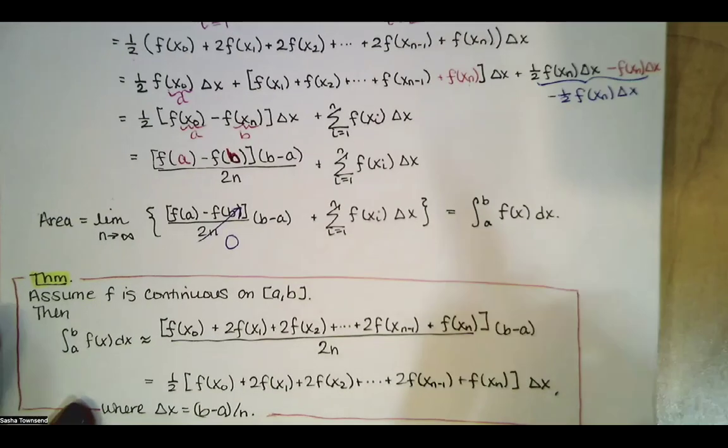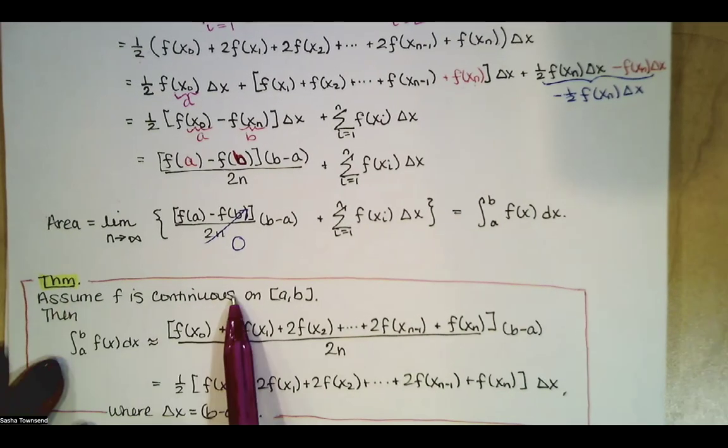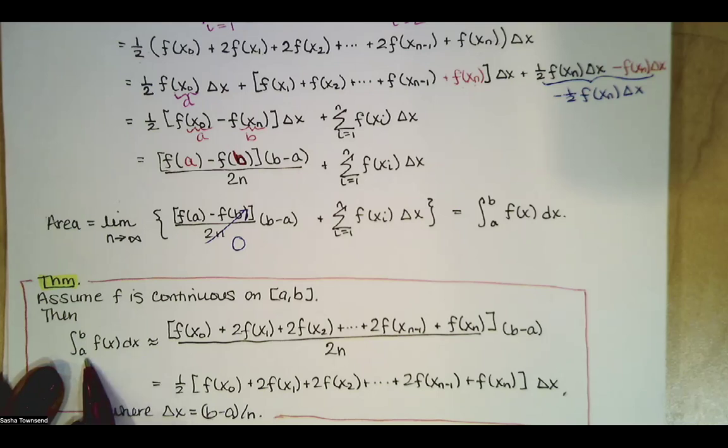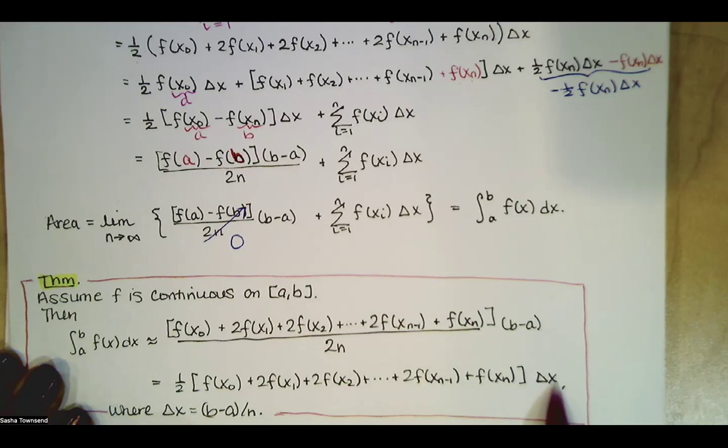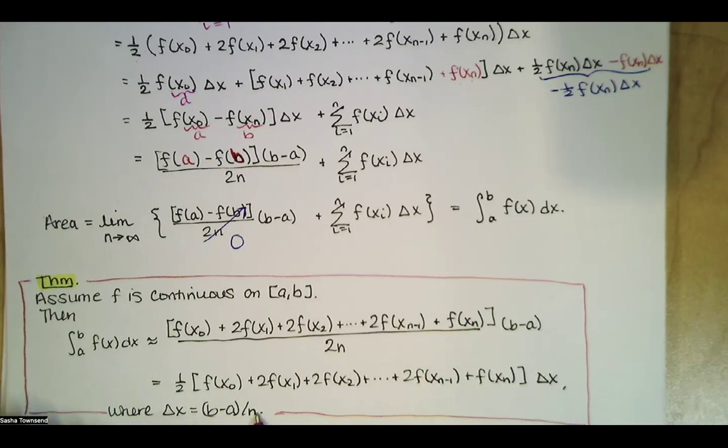So we have a theorem. It says, assume f is continuous on the interval from a to b, then this integral of f from x equals a to x equals b is given by this formula. I actually prefer this form. So I have 1/2, and then I have the sum. I use f of a and f of b once, and then I use all the other function values twice, and I'm multiplying by delta x, where delta x is b minus a divided by n.